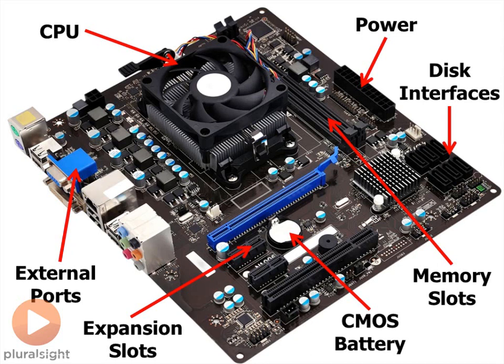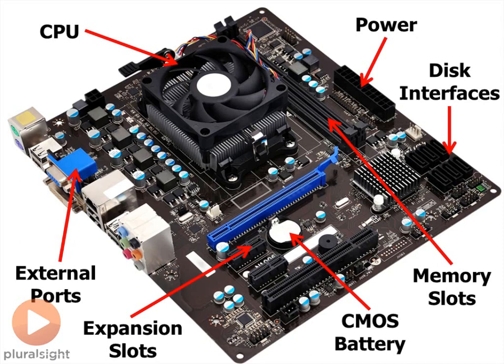Then another item we have here are the memory slots. They're partially hidden there by the processor fan, but those long, skinny black slots with little clips on the end, that's where your RAM, your random access memory, will go. And again, it's becoming a common theme. There's a whole separate lesson just on RAM.